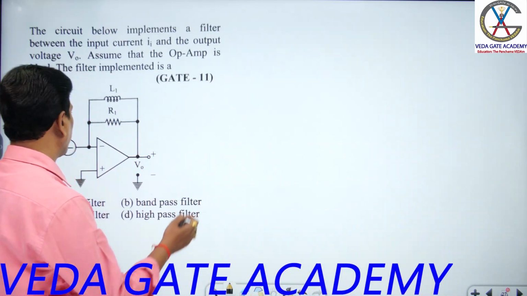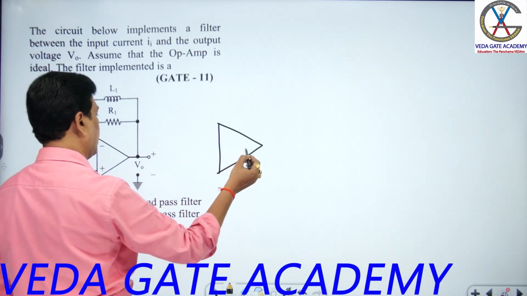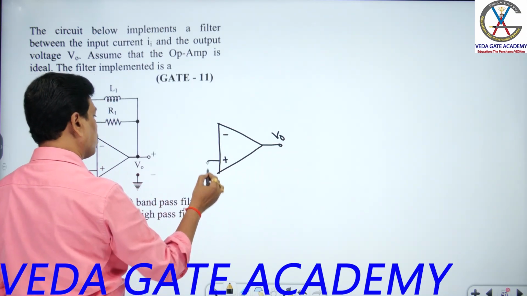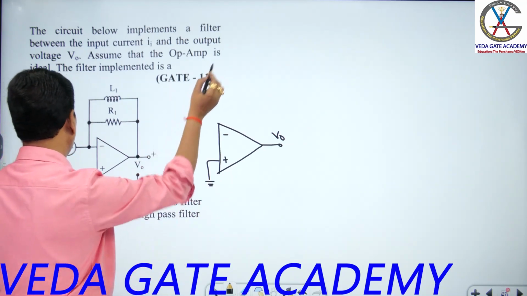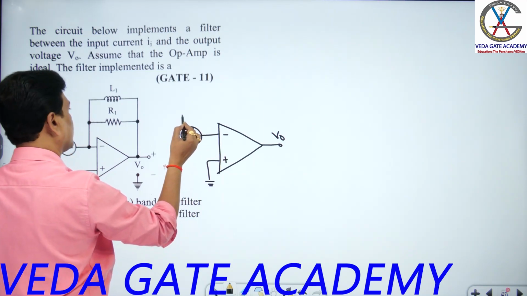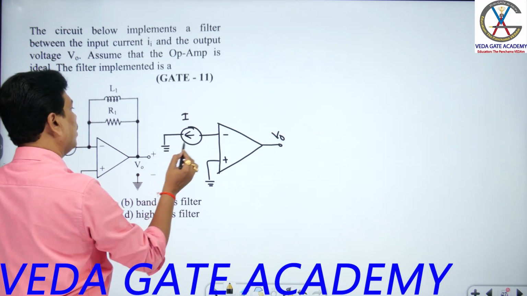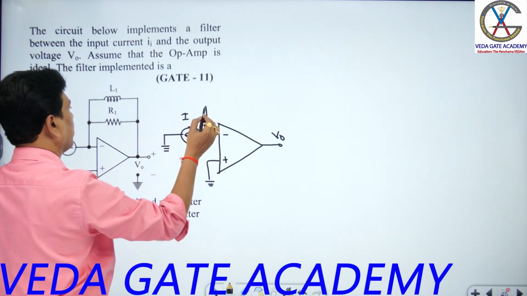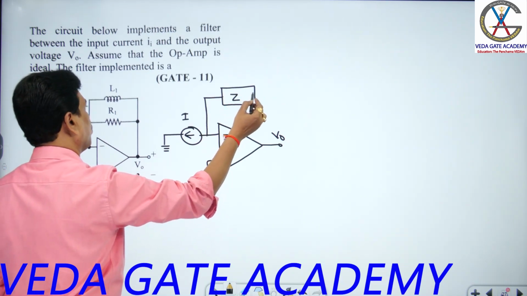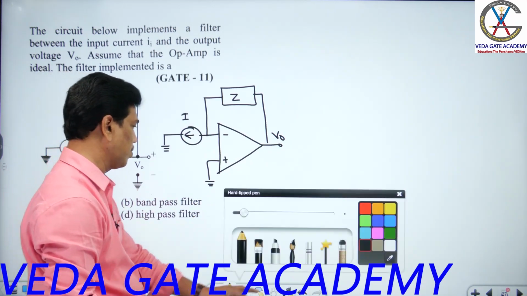Okay, so I redraw that circuit again. This is the circuit diagram. This is the place of V0. The non-inverting input is at ground, students. This is the current source, which I call I. This is grounded. And now in the feedback path, the total impedance I indicate as Z. That is the LR circuit, whose impedance I call Z. Correct, sir? I just redraw the circuit like this.